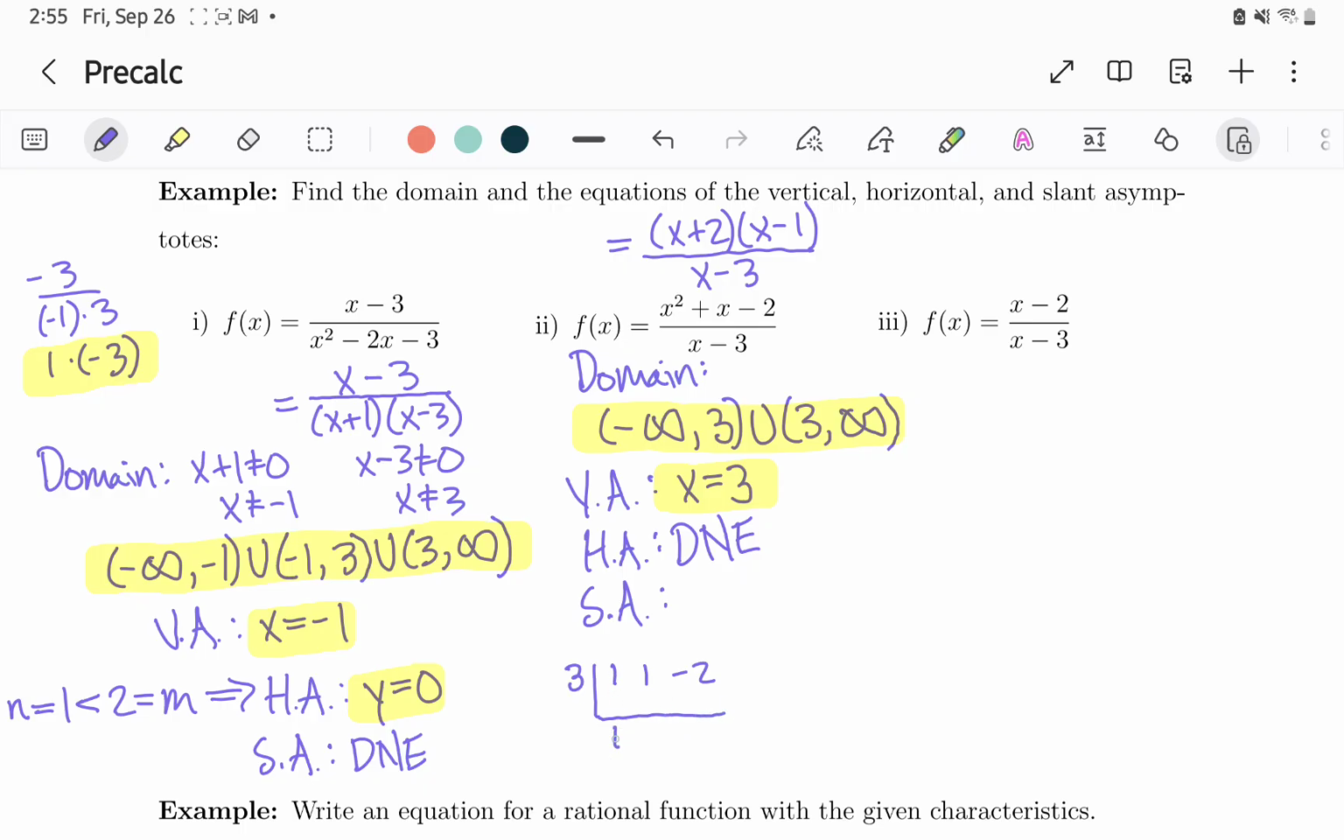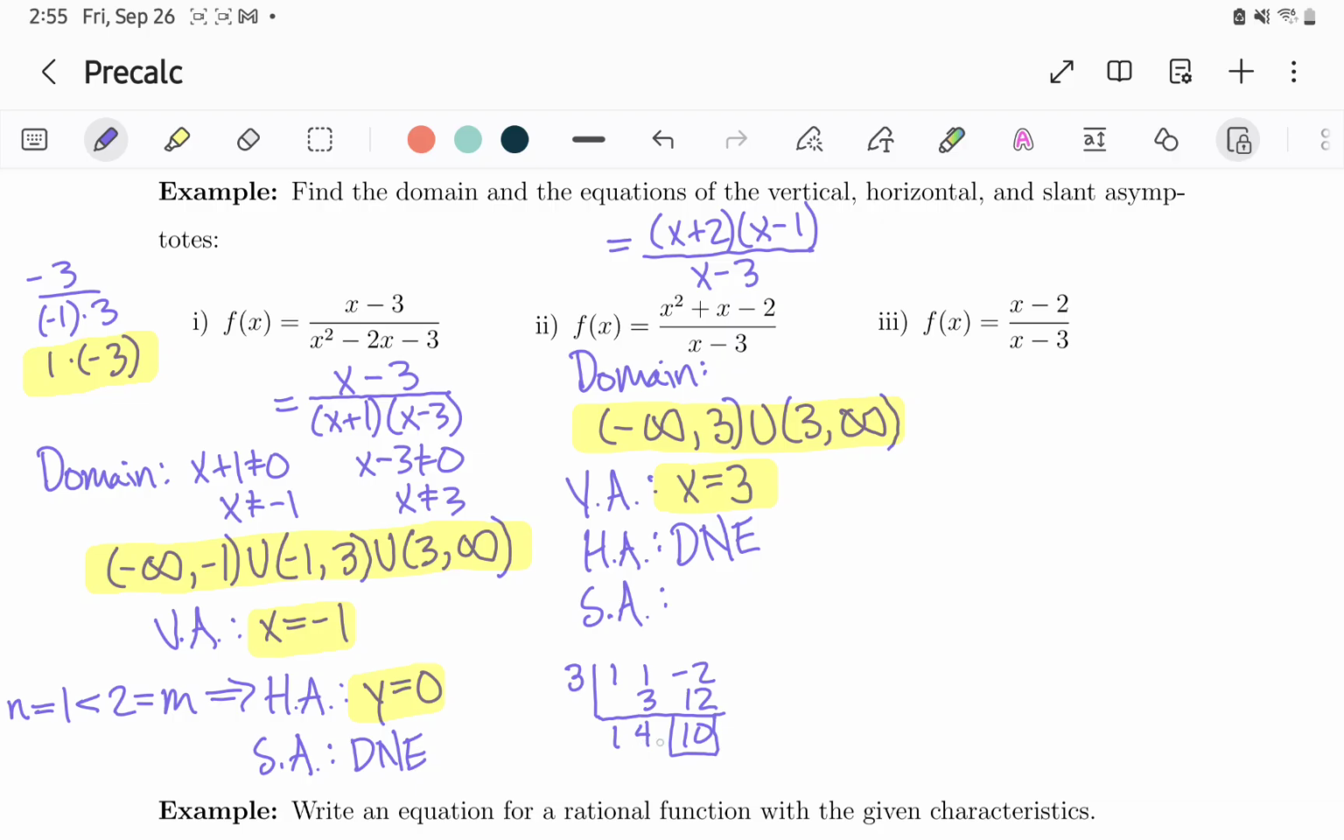So we'll bring down the 1, multiply that by 3, add that to 1 is going to be 4, multiply 4 by 3 is going to be 12, add that to minus 2 is going to be 10. So 10 is the remainder, but we don't really care about that. What we care about here is the quotient.